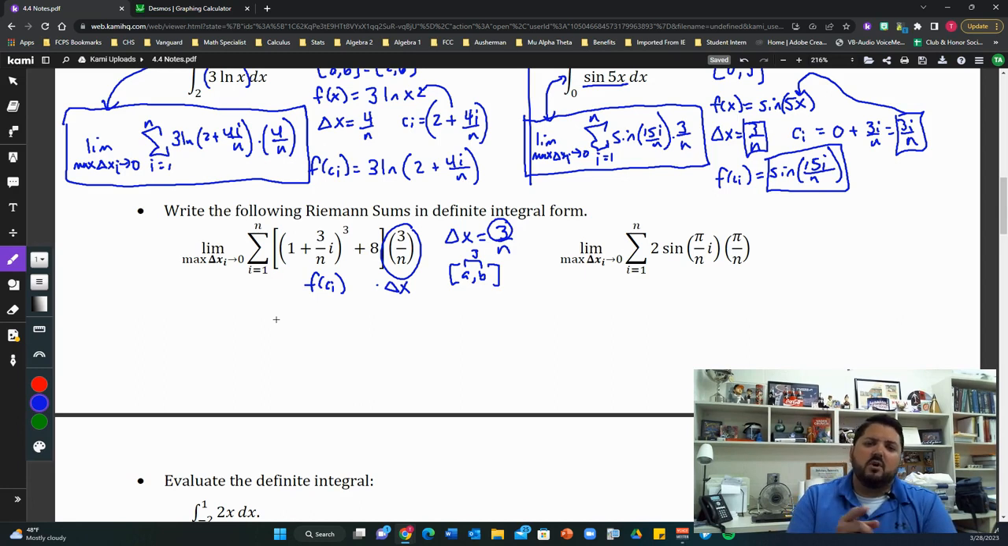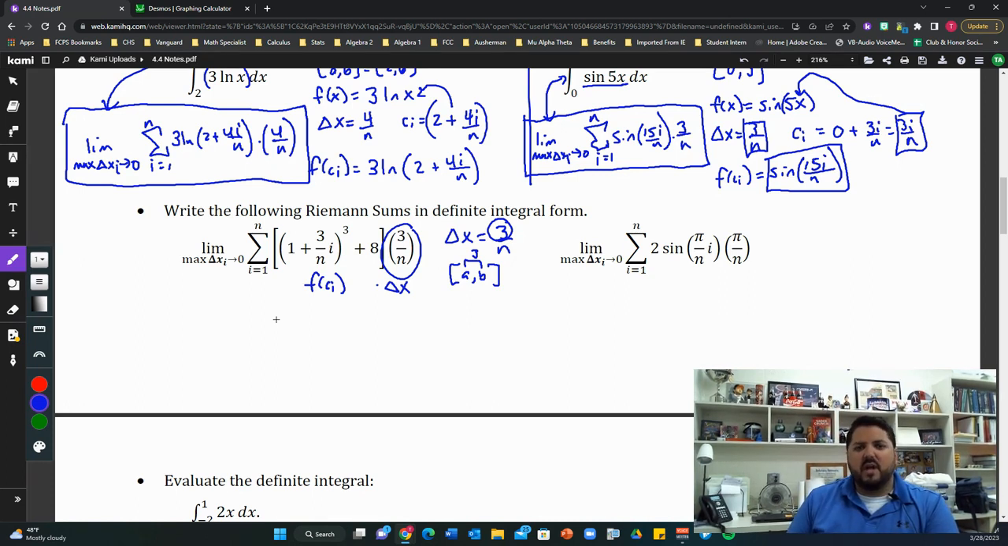So we now have to go into the function to figure out what the a value is, so then I can add 3 to it to figure out the b. That's the tricky part of this, okay? In the other part, this whole big bracketed part is all of f of c sub i. So now we have to go in and pull the c sub i out to get the function and also be able to identify our a value. This is where it gets a little tricky.